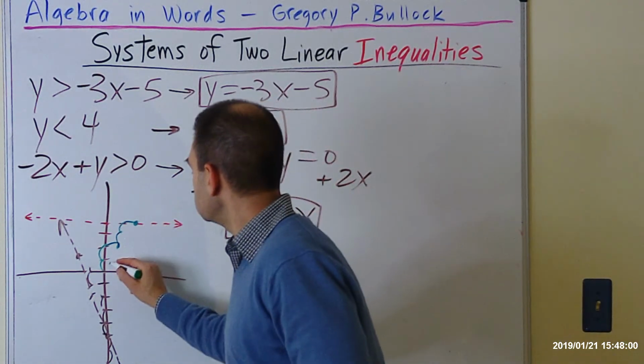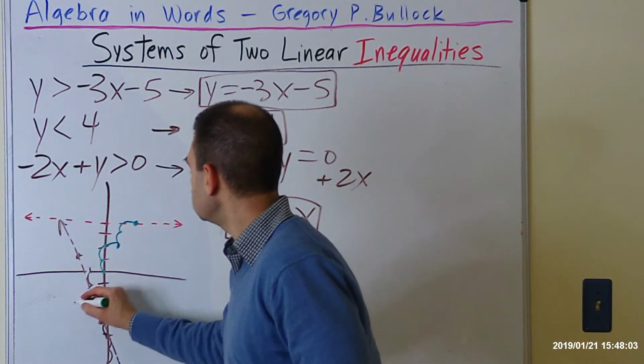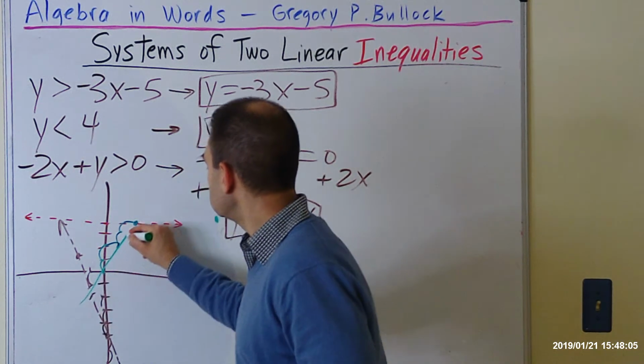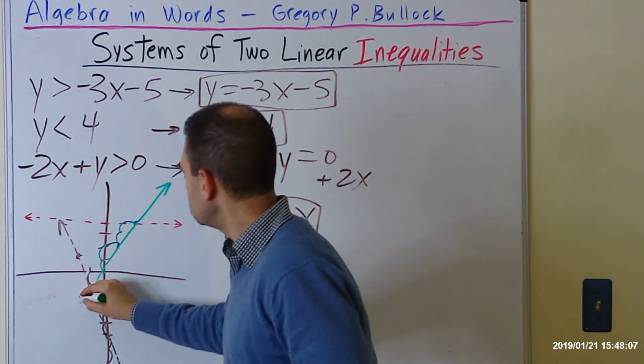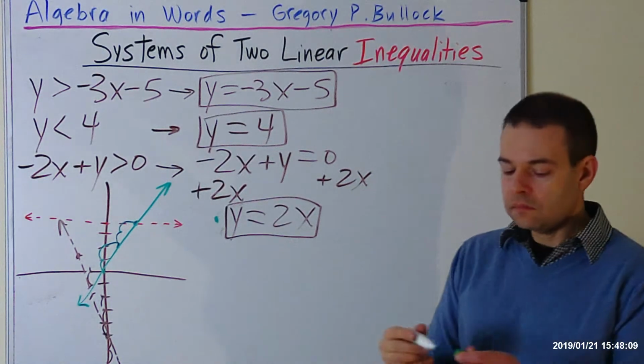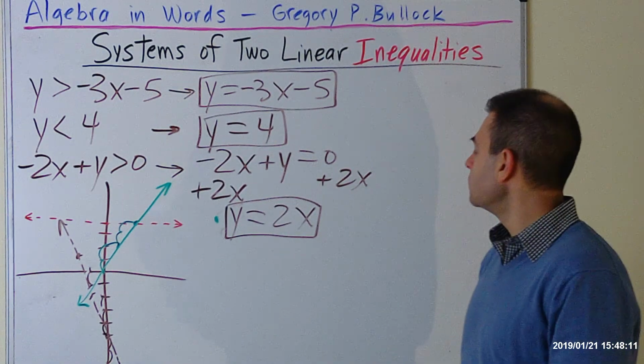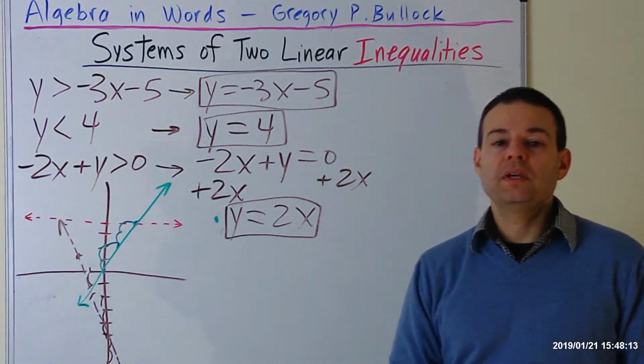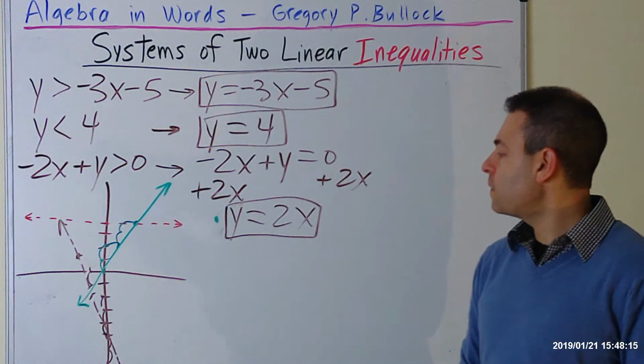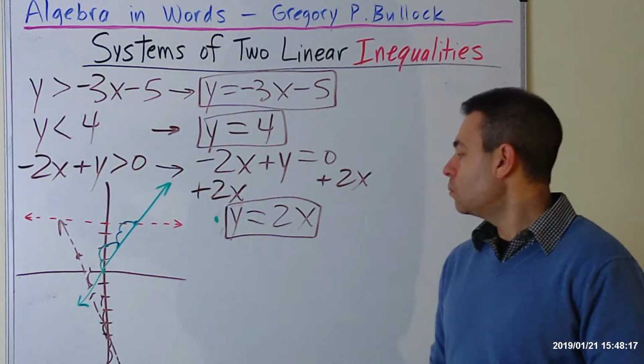And let's draw the line for that. And let's take it from there. Next is going to be shading. So let's find a test point. Now, what about 0, 0?